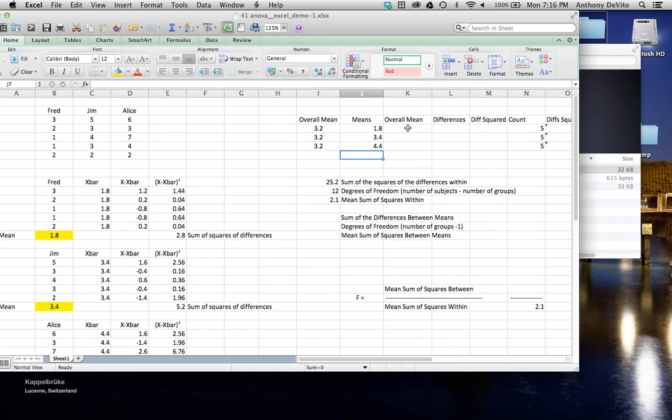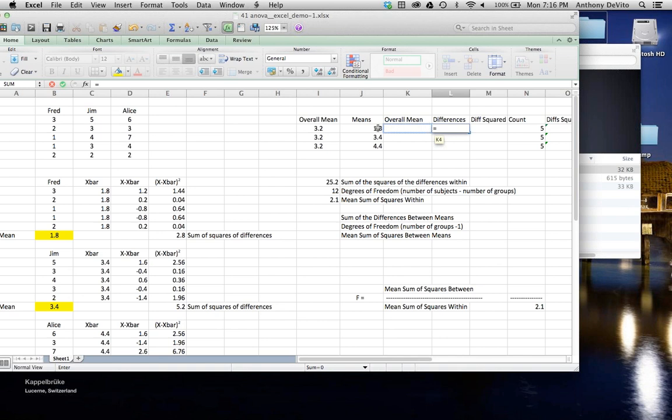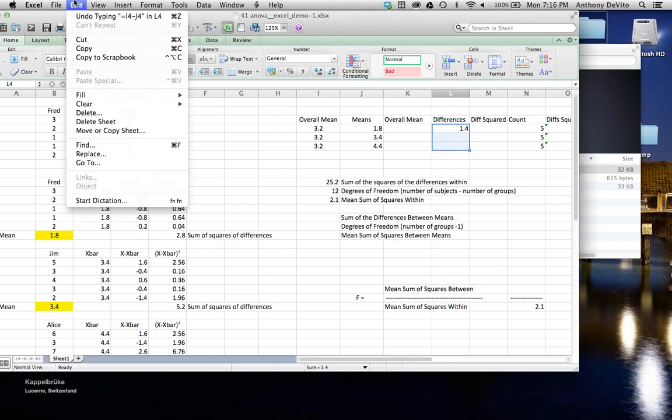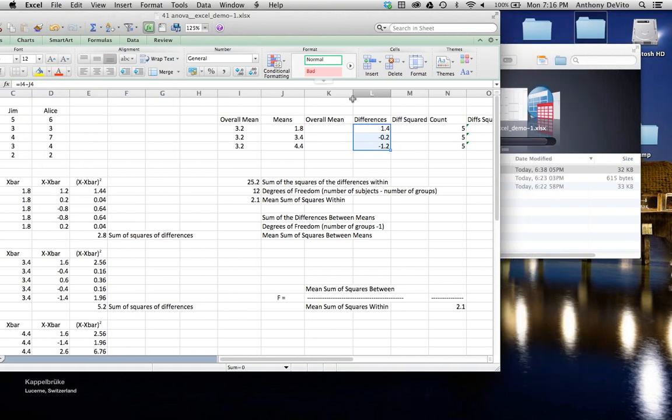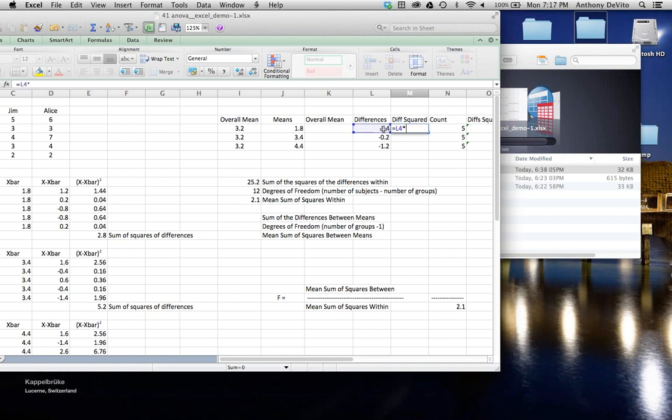So I'm going to find the overall difference between these means. Okay, so the differences are, it's in both places here, so I don't have to do it. The differences are equal to 3.2 minus 1.8. Okay, and I'm going to copy that down. So the difference there is 1.4. Okay, there's my 1.4. Now I'm going to square that difference, just as I did before. Some of them are positive, some are negative. And I'm going to fill down.